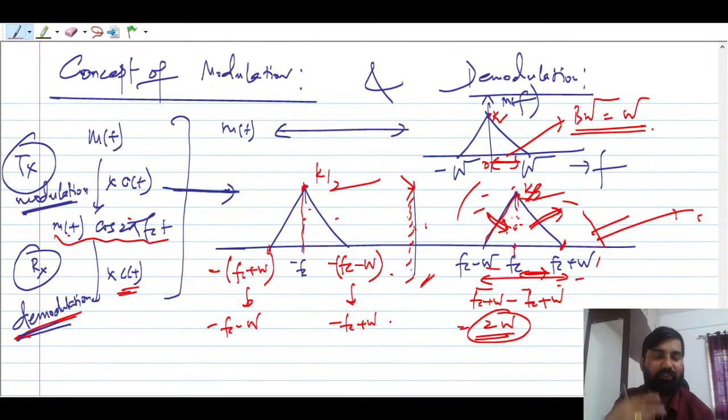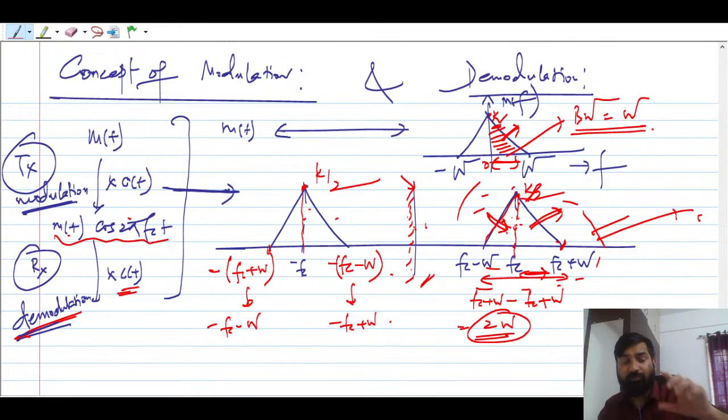There are two bands now, so double sideband, but most of the information is contained in the upper sideband only. If you look at the original message spectrum, most of the signal information is contained in the upper sideband. This is the upper sideband. It has been translated to high frequency, and this is just a replica of the information that we have in the negative frequency.